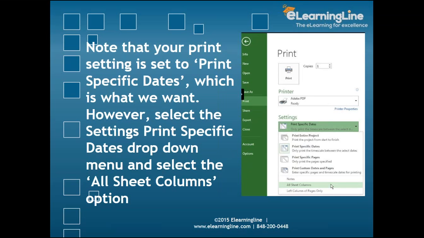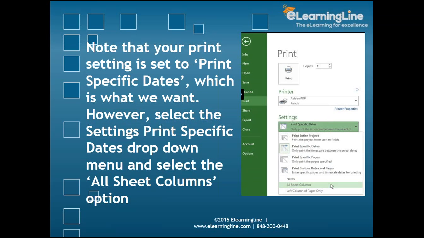Now note that your print setting is set to print specific dates, which is what we want, because we want only the date specific, because that is the date we are targeting. So let's say we want to find out only the progress which we have made for the development. We want to see that, because we know that during the meeting for the requirement and the technical requirement document, we have already gone through the timeline. So we need to make sure we have the specific dates.